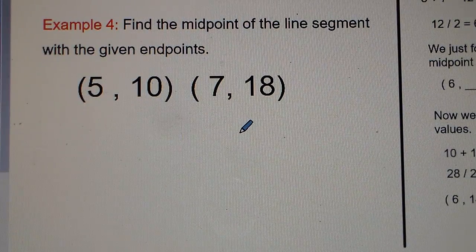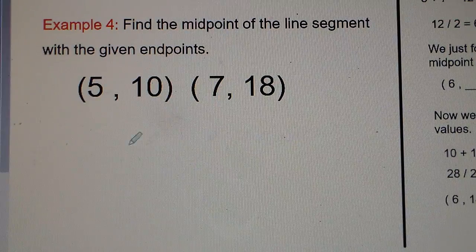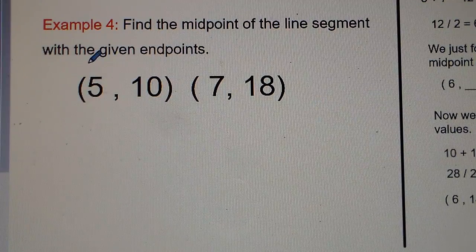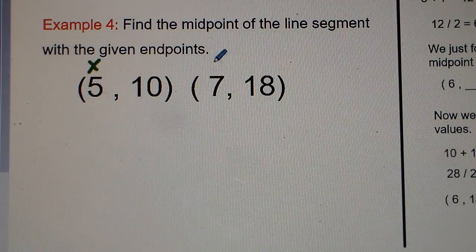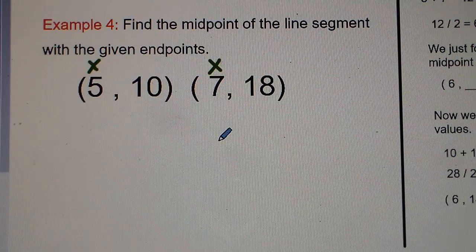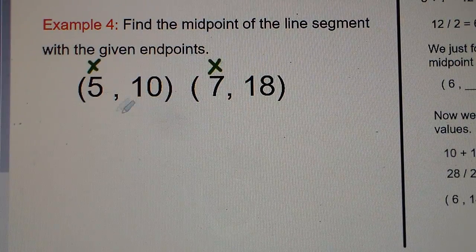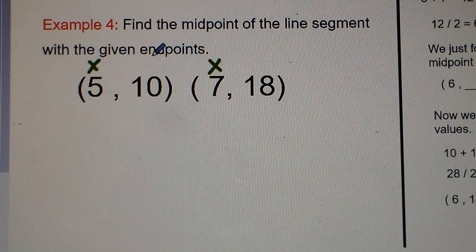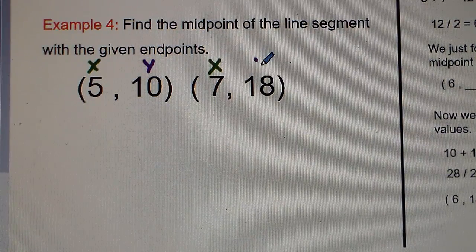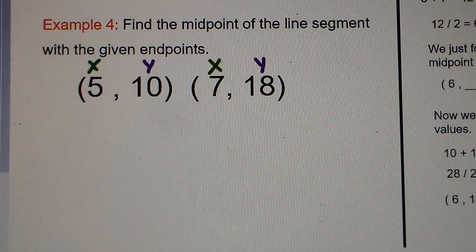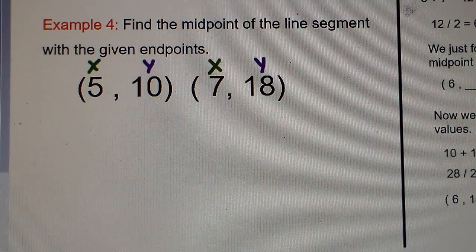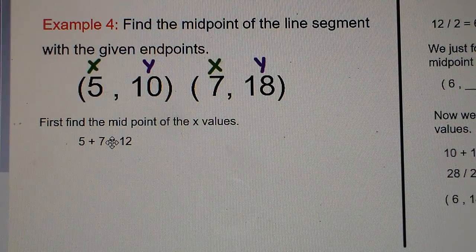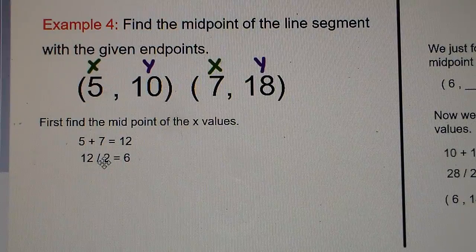Alright, here's another way it could be presented. Find the midpoint of a line segment with the given endpoints. So you have an endpoint of 5, 10, and the other endpoint is 7, 18. So you have to remember the first value in each coordinate is the x coordinate. So we have to find the midpoint of the x's first, and then we're going to find the midpoint of the y's. And the y values are 10 and 18. So first we find the midpoint of the x values. So 5 plus 7 is 12, and 12 divided by 2 is 6.